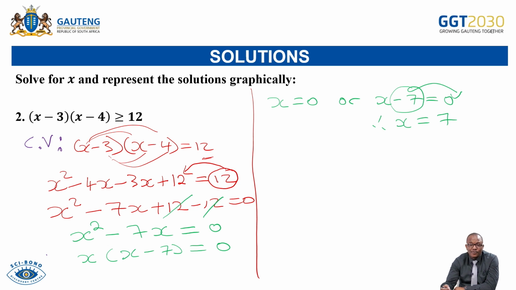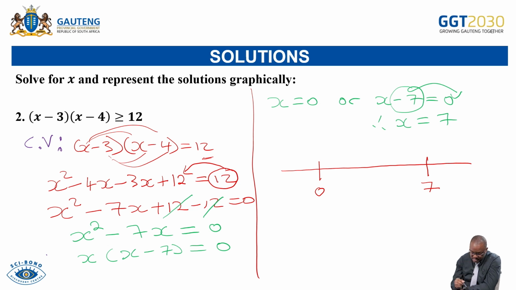And remember, when you have arrived at the critical values, you haven't answered the question as yet. So how do we answer the question now? We represent our solutions on a number line. So we have 0 and positive 7.